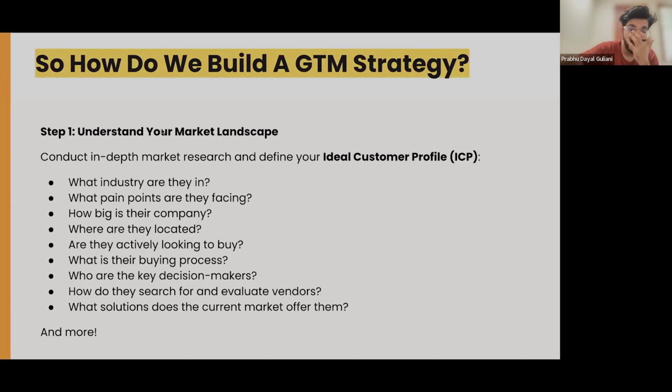Yeah, so I was coming back to your ICP. Your ICPs need to become a lot more detailed. How big is the company? What pain points are they facing? Where are they located? Are they actively looking to buy? What is their buying process? Who are the key decision makers? How do they search for and evaluate vendors? What solutions does the current market offer them?